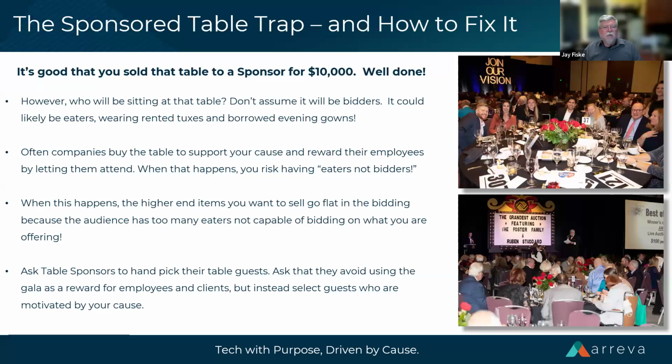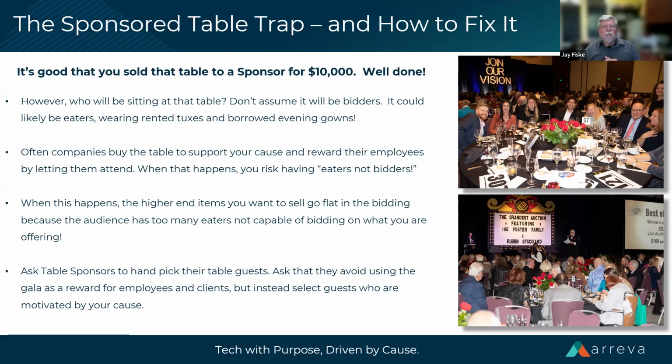Okay. So when this happens, your higher end items basically are going to go flat. You're going to say, oh my gosh, we had all these tables. We spent $10,000, $15,000, $25,000 for these tables. We had this trip to Switzerland. We had this cruise. We had this fabulous Tiffany tennis bracelet. We had all these wonderful things, and they didn't sell. And we were only getting 50% of value or 60% of value. What happened? Well, that's because the items were mismatched to the audience.